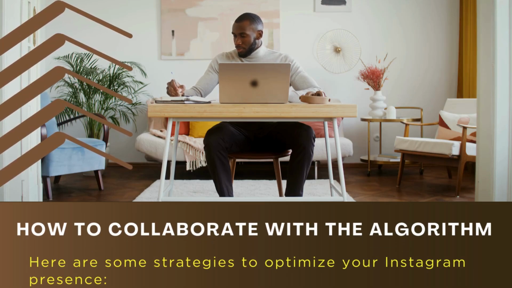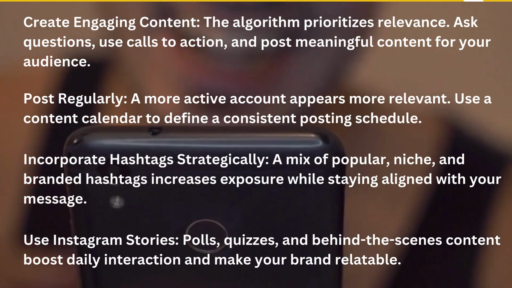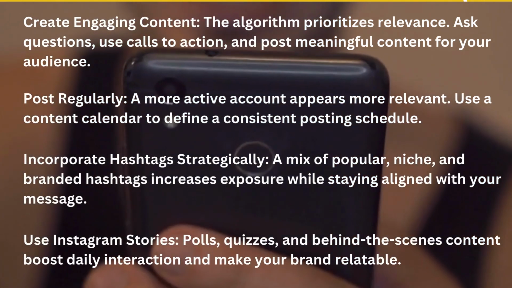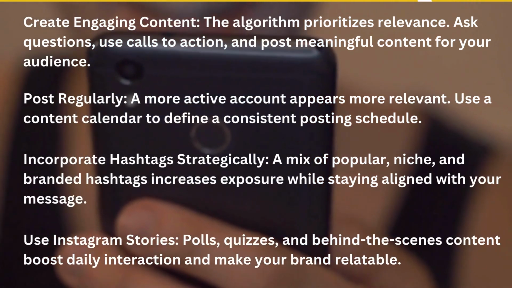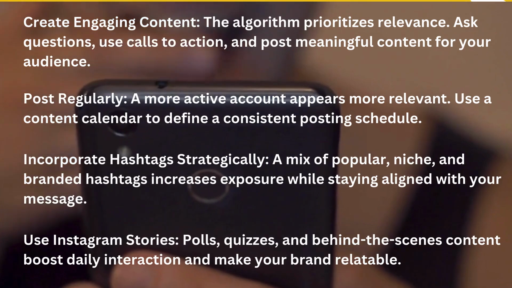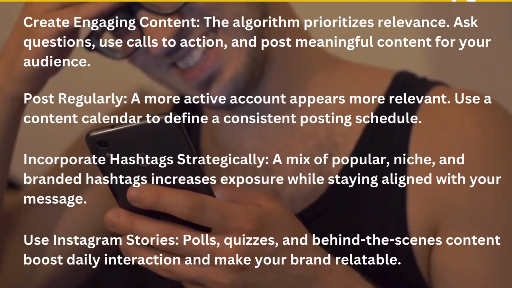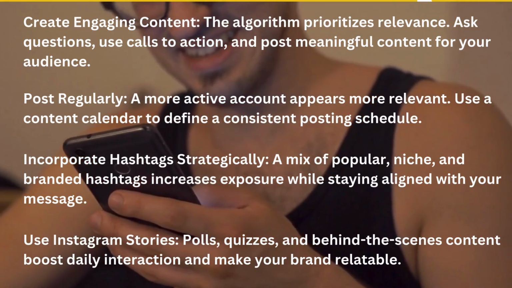How to collaborate with the algorithm. Here are some strategies to optimize your Instagram presence. Create engaging content. The algorithm prioritizes relevance. Ask questions, use calls to action, and post meaningful content for your audience. Post regularly. A more active account appears more relevant. Use a content calendar to define a consistent posting schedule.